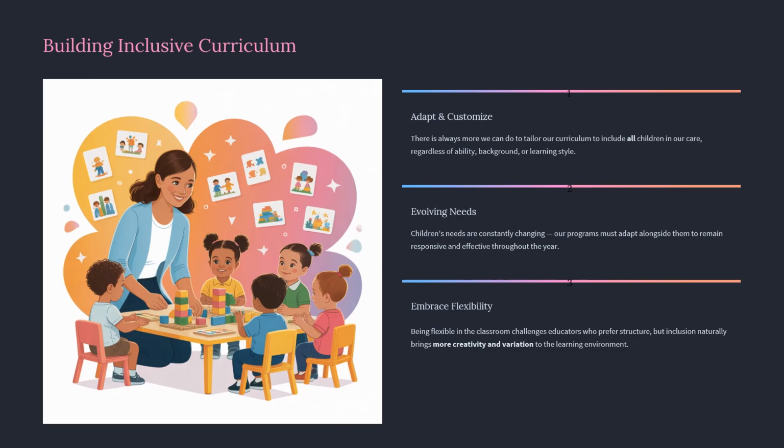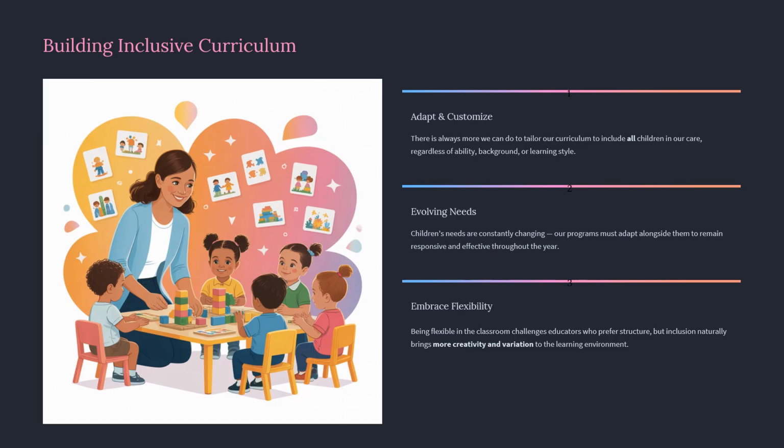It's also essential to remember that children's needs are constantly evolving. A child who might be shy and hesitant at the start of the year could blossom into an eager participant later on. Others might face new challenges as they grow. Our curriculum can't be set in stone. It needs to grow right alongside the children. This requires us to keep observing, listening, and adjusting throughout the year to stay responsive and effective.